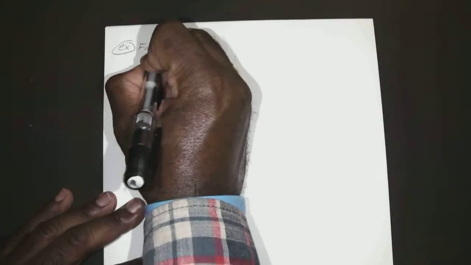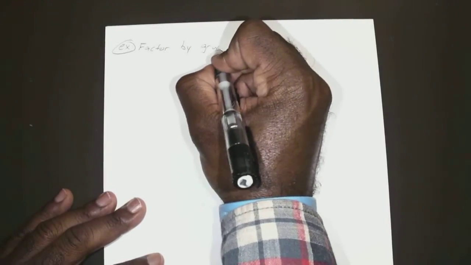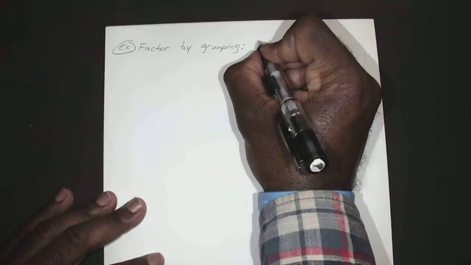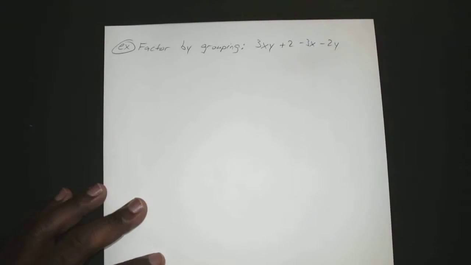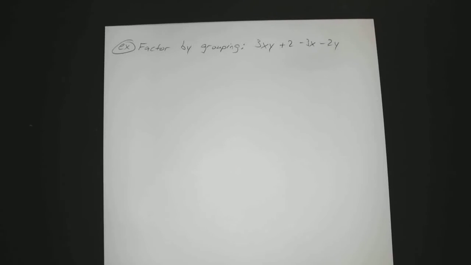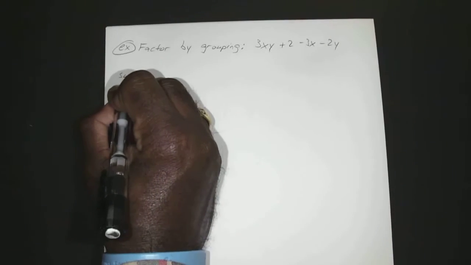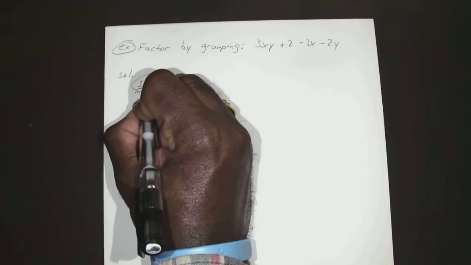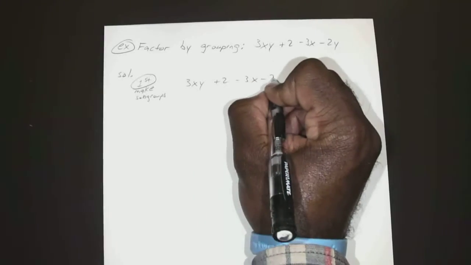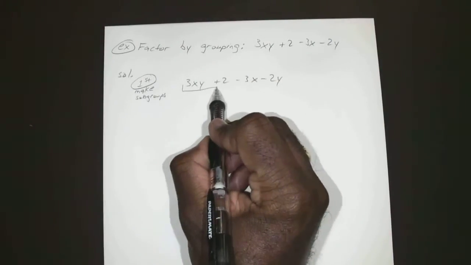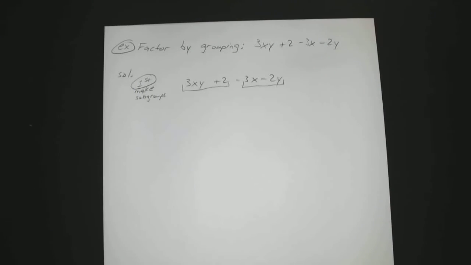Okay, so let's say, for example, I'm going to factor by grouping. 3xy plus 2 minus 3x minus 2y. Okay, first thing we want to do, make our subgroups. So that means 3xy plus 2 minus 3x minus 2y. And we make our subgroup.